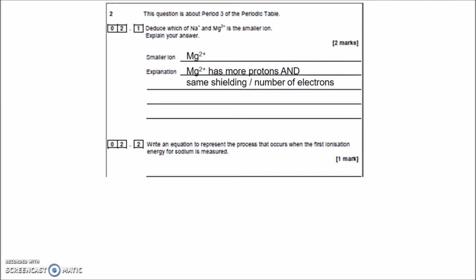Write an equation to represent the process that occurs when the first ionization energy for sodium is measured. Remember, for ionization energies the atoms are gases, so Na is a gas. First ionization energy is the first electron removed. It becomes Na+, because it's had 1 electron removed, still a gas, and the electron is shown as being removed as an e-.